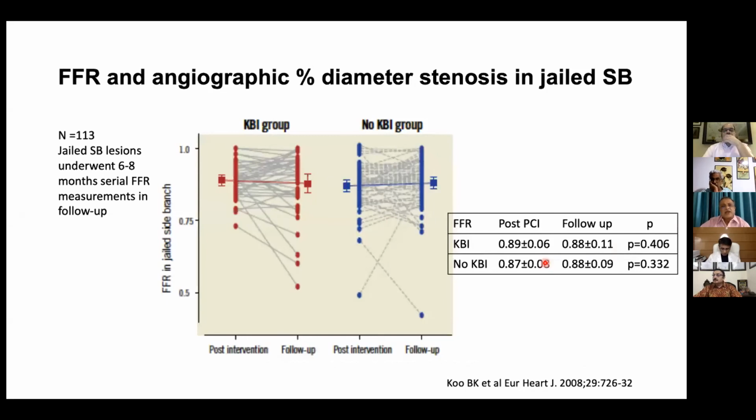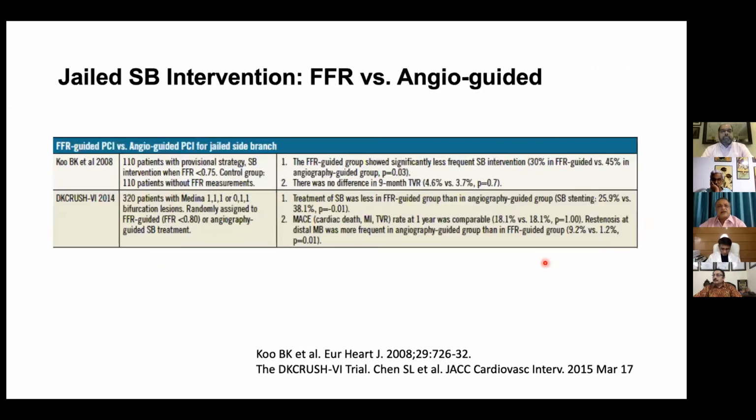So what was found by the Koo group is that kissing balloon dilatation routinely does not make any impact. Again, FFR versus angio-guided, we have DK-CRUSH-6 and the Koo studies. It showed that treatment of the side branch was less in the FFR-guided group than in the angiographic directed group. The MACE in the DK-CRUSH study at 1 year was comparable, but restenosis in the distal branch was surprisingly more frequent in the angiographic group than in the FFR group.